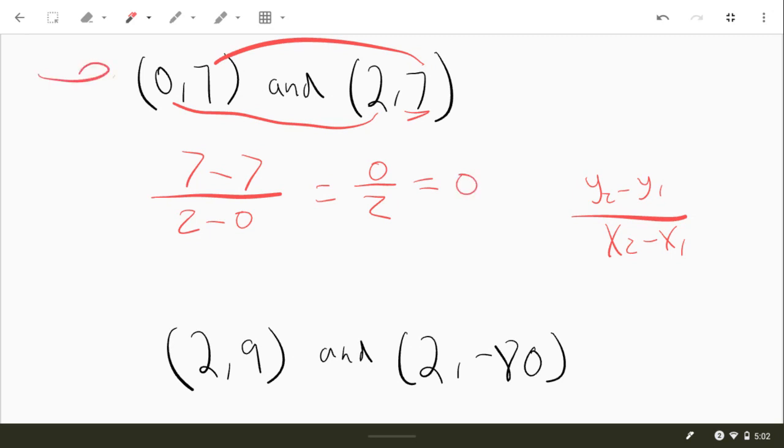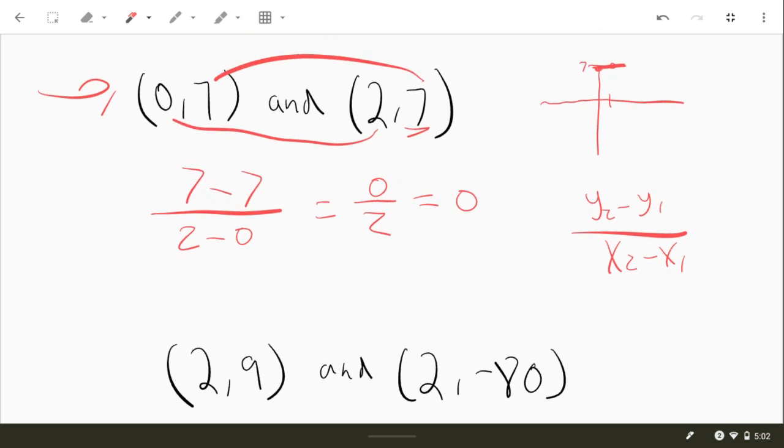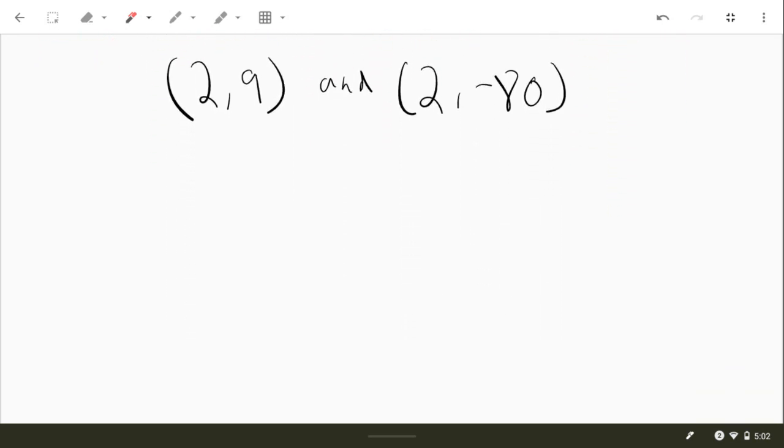This is a horizontal line. Horizontal lines have a slope of 0. 0, 7 is going to be about right there, call that 7 high, and then 2, 7 would be about right here. I didn't draw it even with the other one, but they should be straight across from each other, horizontal. So in that case, the Y2 minus Y1 just gave us 0.